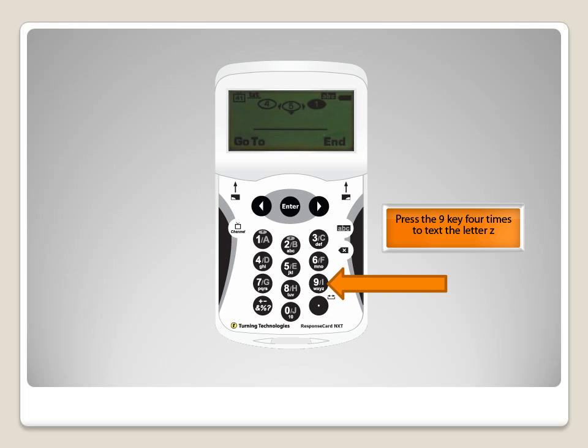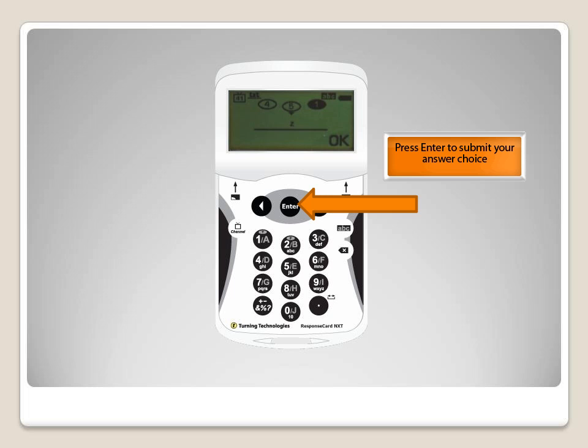Question 5 will be a short answer question. You will use the keypad to text or type your response like cell phone texting. Press the 9 key 4 times to text the letter Z. You will need to press the Enter button to submit your answer choice.